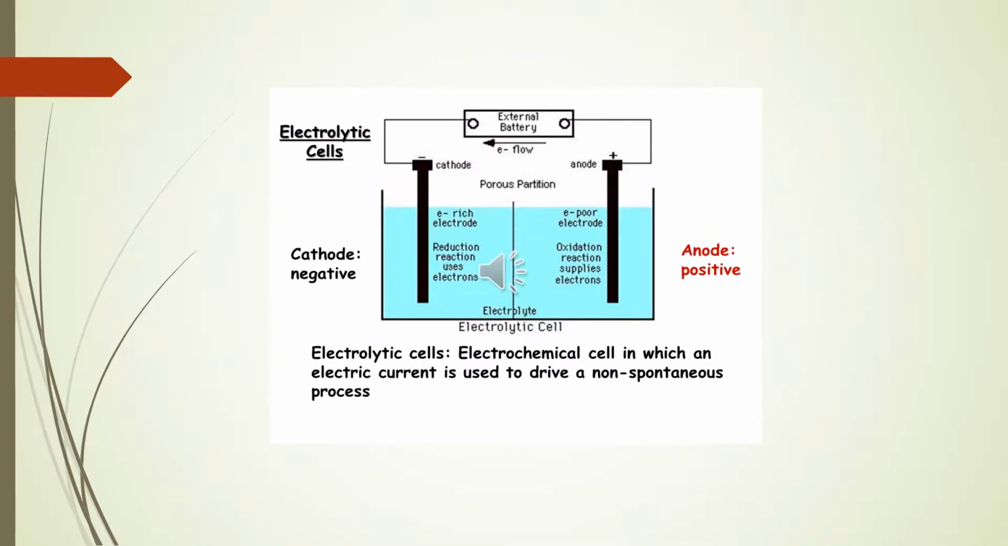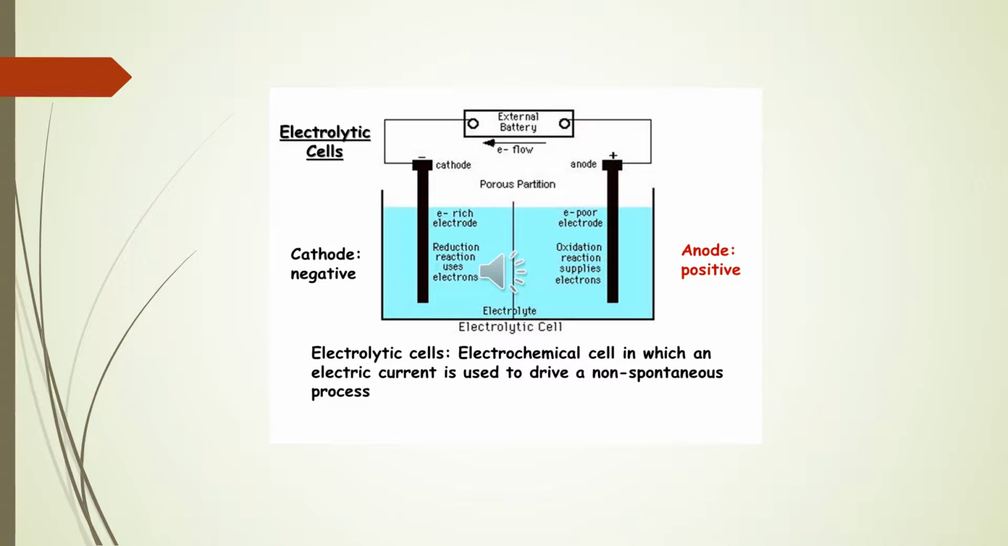Here we have a diagram of an electrolytic cell. An electrolytic cell has an external battery source, as shown on the diagram. It converts electrical energy into chemical energy. And the redox reaction is a non-spontaneous process, since electrical energy has to be supplied to initiate this reaction.